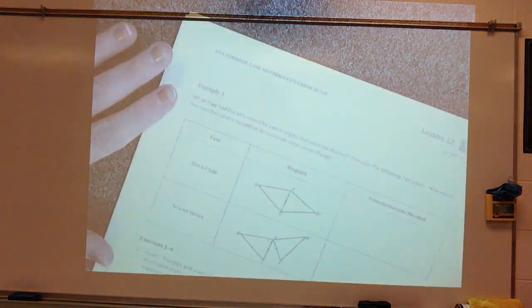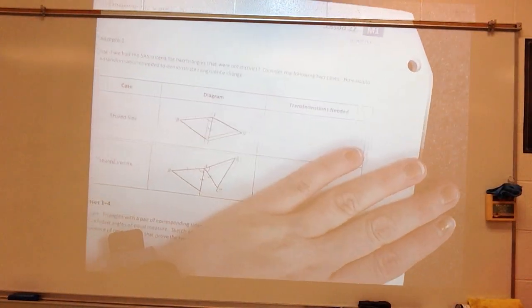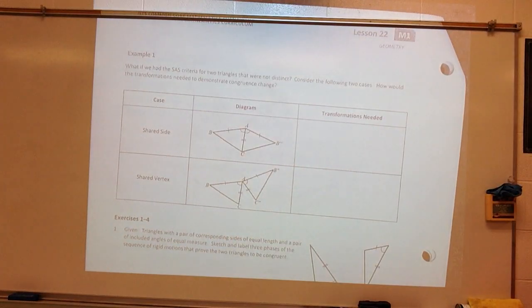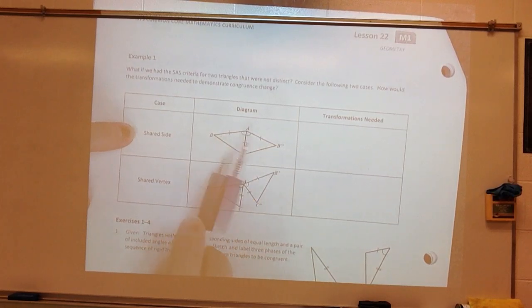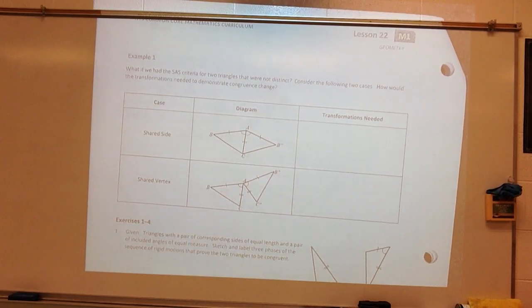Alright. So let's look at this. Example number 1. It says, what if we had the SAS criteria for 2 triangles that were not distinct? Consider the following 2 cases. How would the transformations needed to demonstrate congruence change? So if I had a shared side, what would I have to do to these 2 triangles to be able to prove that they would be congruent by side, angle, side?